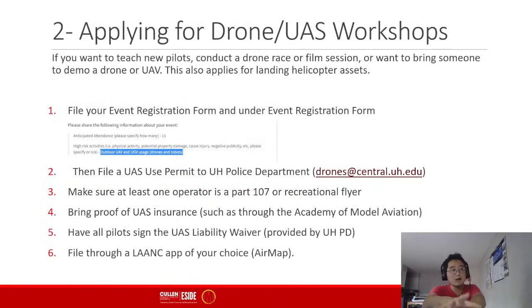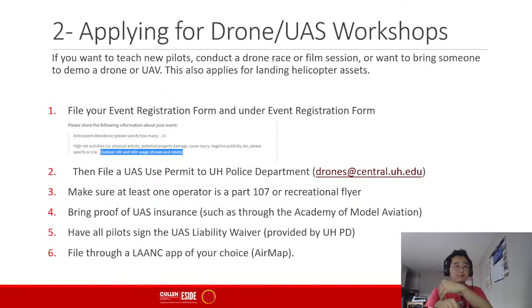Second, if you are operating a machine or robot that's kind of dangerous and mobile, there are a lot of extra forms you've got to file for. This usually applies to AIAA and robotics at UH, but if your organization wants to learn how to fly something or learn how to drive something, that's all here, right? If you want to teach new pilots, conduct a drone racing film session, test an unmanned aerial vehicle, or want to bring someone off campus to demo a drone or UAV on campus, or if you were landing a helicopter, which, oh my God, how would you do that? There are a couple of extra things you need to do.